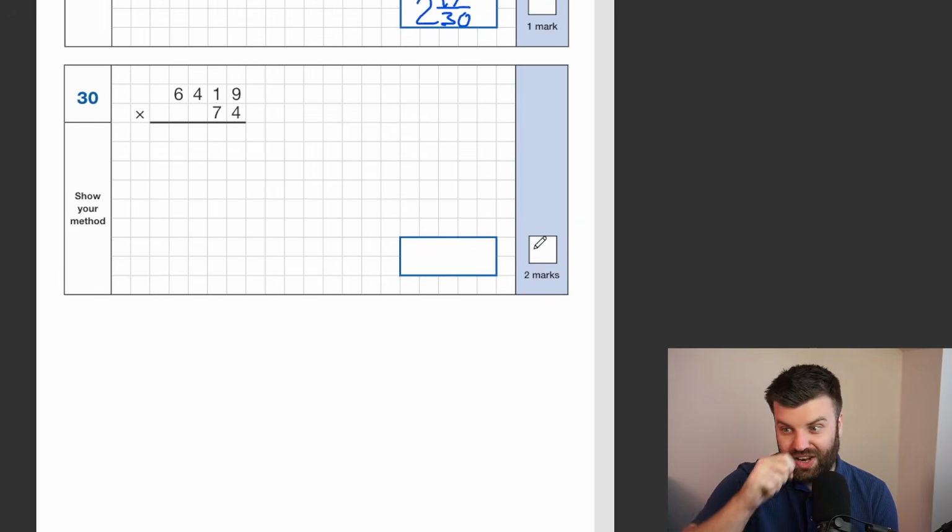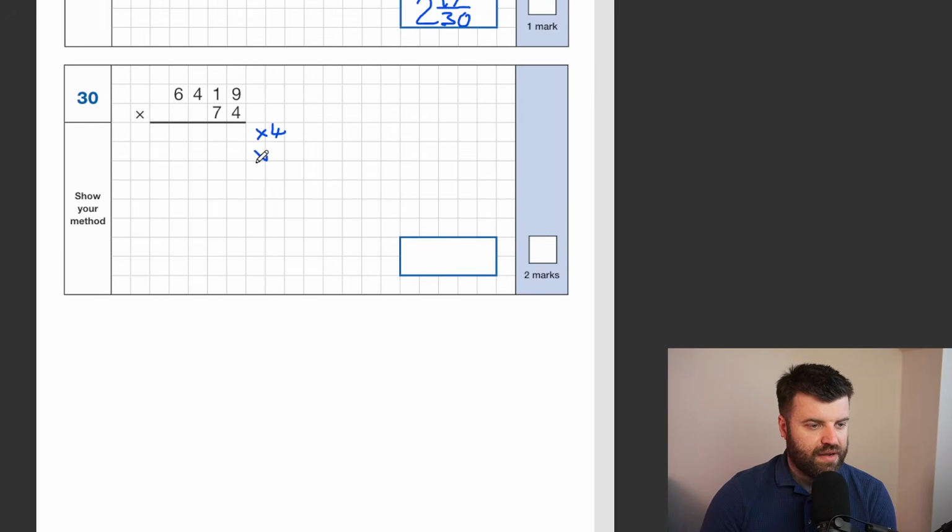Question 30, long multiplication. We're going to multiply by 4 here, then we're going to multiply by 70 down below. We have to be really careful here, because we're only allowed to make one arithmetic error to get a mark. So we have to be super careful, and this is a real test of our times table knowledge.